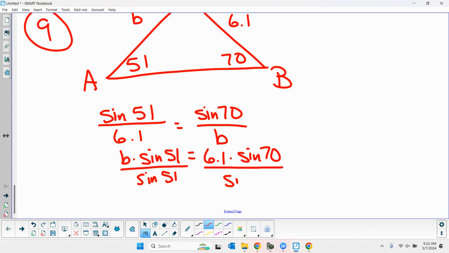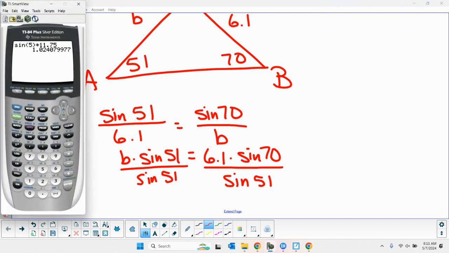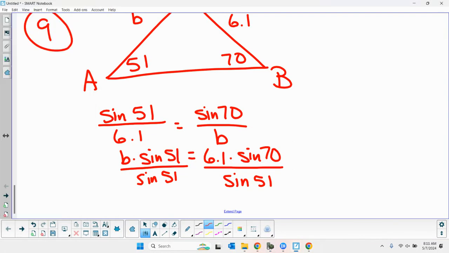So this is what I'm going to type in my calculator: 6.1 sine of 70, close it off, remember, divided by sine 51. Again, you've got to make sure you're in degree mode, which you should have done already. So 7.4 to the nearest tenth, which was, oh, they have hundredth there. So 7.38, letter D.